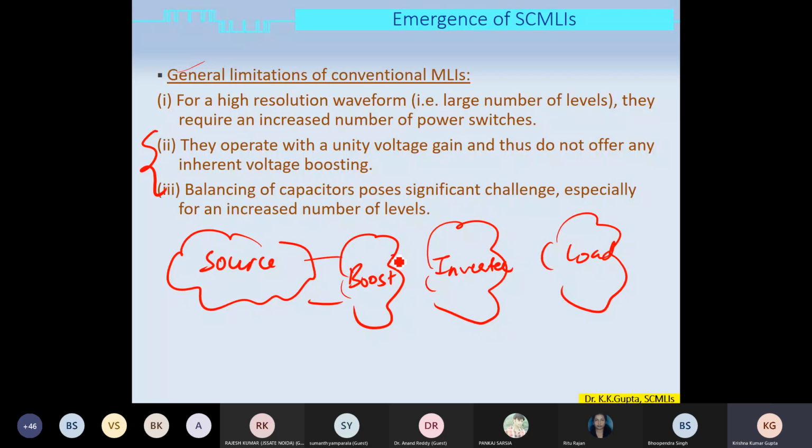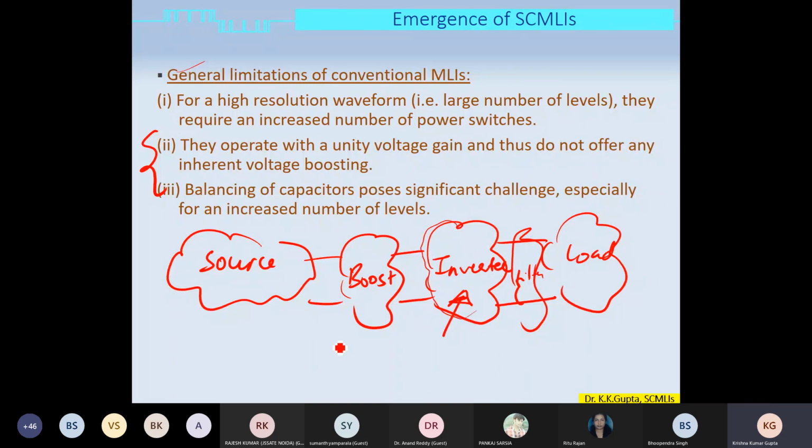Right, so the overall system typically looks like this. And of course, you have a filter here. Now, most of the inverters that are employed operate with unity voltage gain. They do not provide any inherent voltage boost. So this is an important limitation of the conventional MLIs. The class of inverters that we are going to discuss today provide an inherent voltage boost.